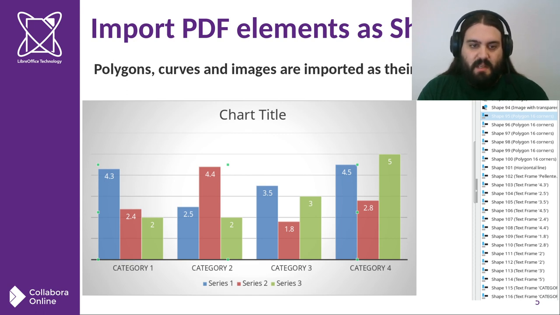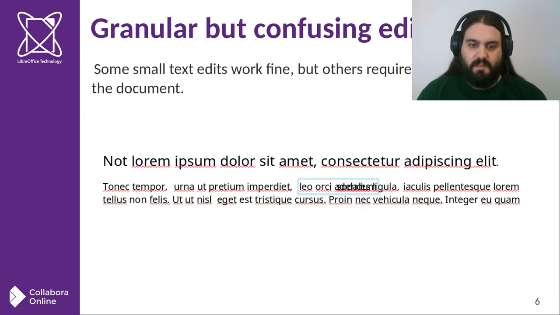For example, the four blue bars are represented using a single polygon shape. The same goes for the red and the green ones. This is a fine representation if the only intent is for it to be shown to the user, but it's a confusing way to represent an editable graphic, which exemplifies my problem with this approach, and that is the user has the ability to edit all the parts of the document, but that editing can be highly confusing and frustrating.